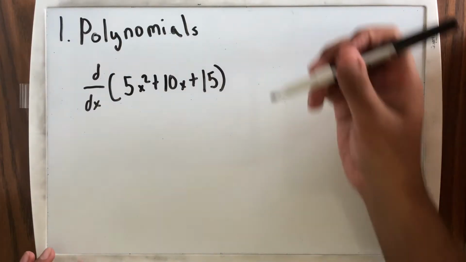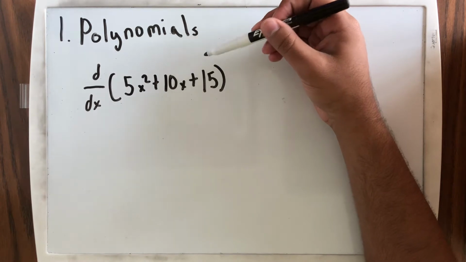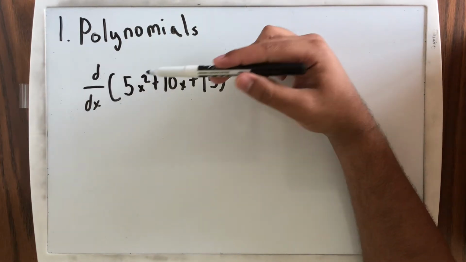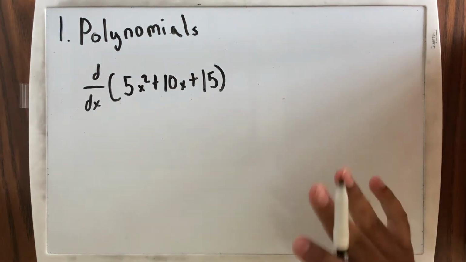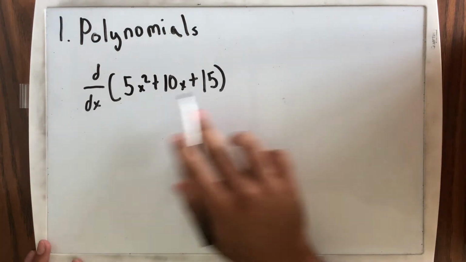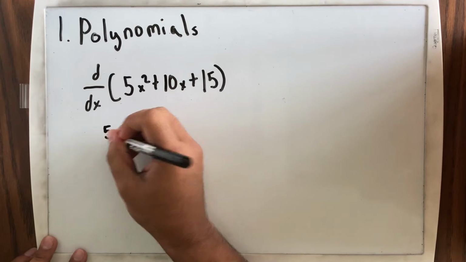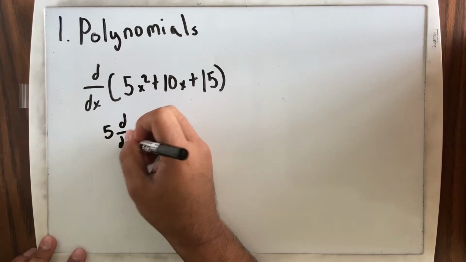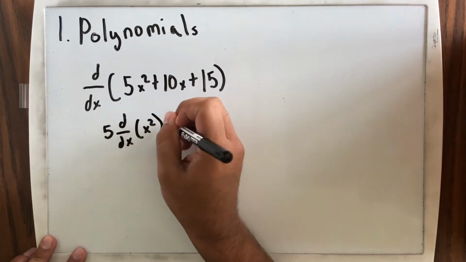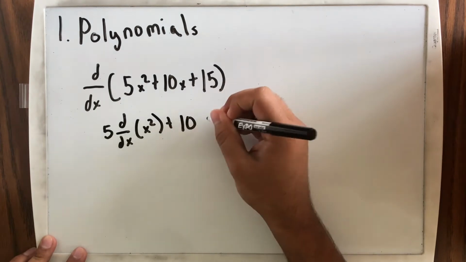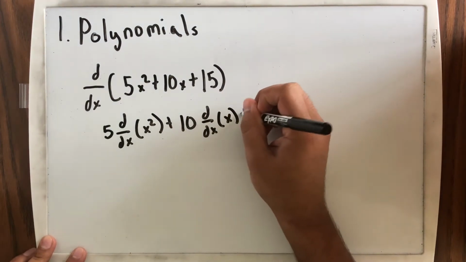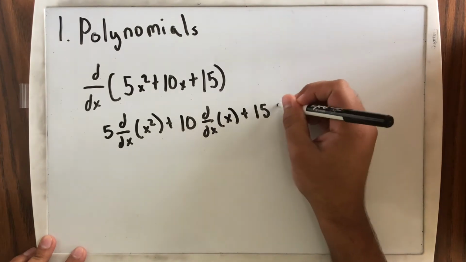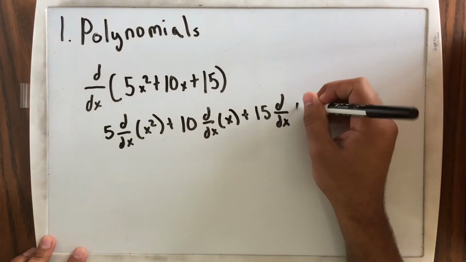The first thing we're going to look at are polynomials when taking a derivative. In this case we'll use 5x squared plus 10x plus 15. Now, due to linearity, we can rewrite this to be 5 times d/dx of x squared plus 10 times d/dx of x plus 15 times d/dx of 1.